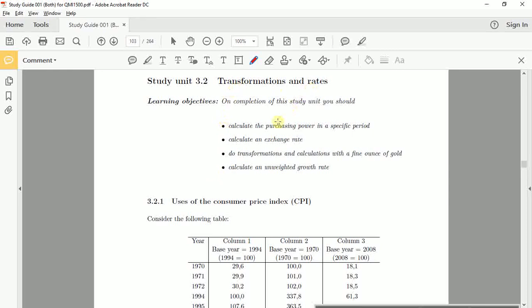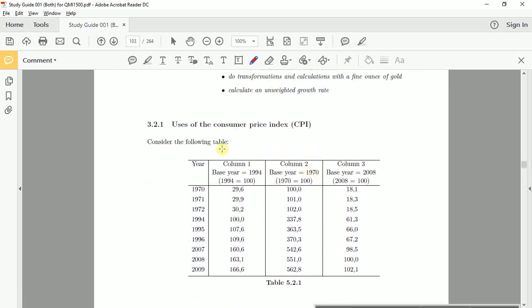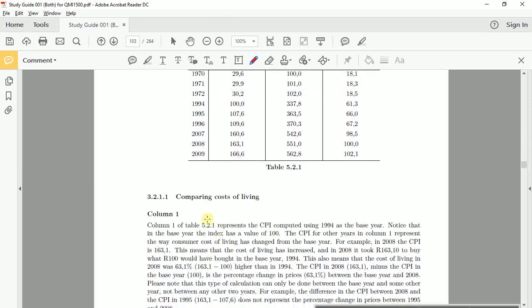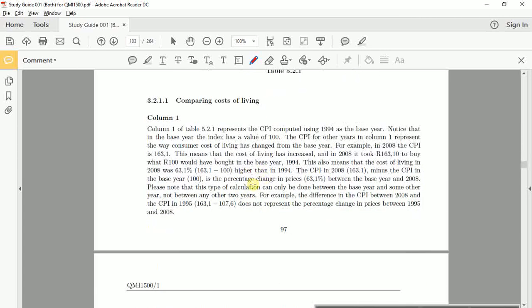Transformations and rates. What is a transformation? A change. A rate would be almost like a rate of change, so like how quickly or slowly something is changing. CPI is what? Inflation. So consumer price index is inflation, and here they've looked at inflation over several years. Then they're comparing that to cost of living, so you can compare it.